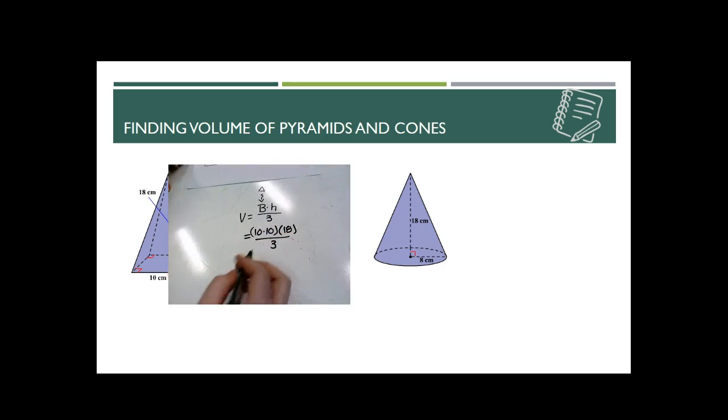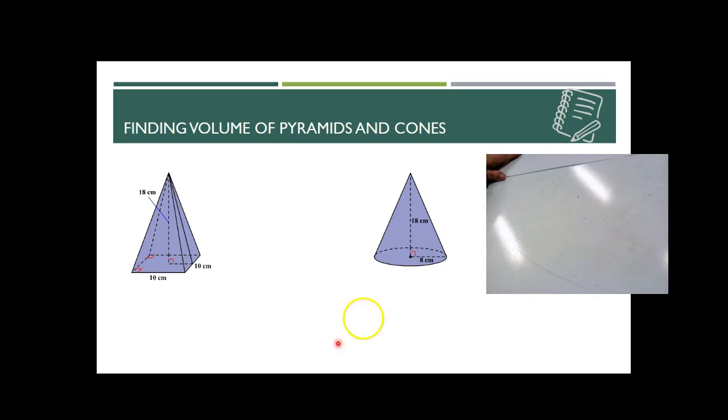And plug that into my calculator, or do it in my head. 10 by 10 is 100 times 18 should be 1,800 divided by 3. When I divide that out, it should give me an even 600. And I always go back to make Carol happy and keep the units, so I'm going to use cubic centimeters because we're talking about volume and we're also talking about centimeters. So that should be the first one for us today.